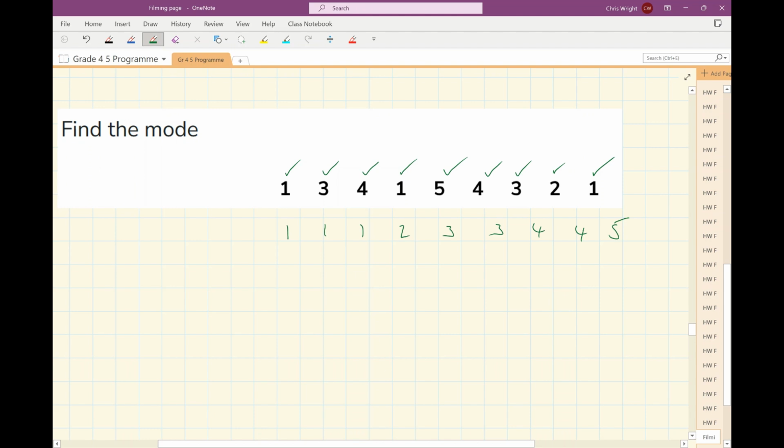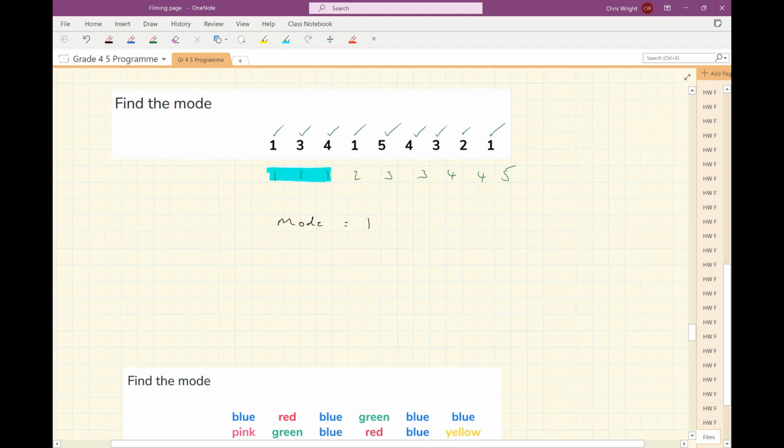So the mode is the one that you see the most. Now I've written them in order. I can see that there are more 1s than there are any other number. So the mode of those numbers is 1. It's the most common number. The mode is the one that you see the most.